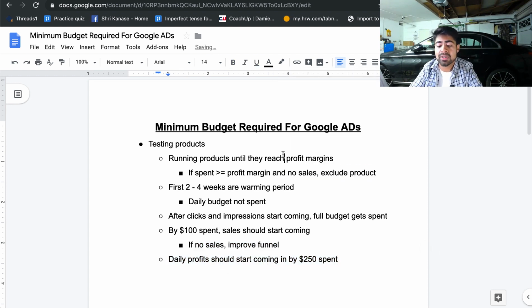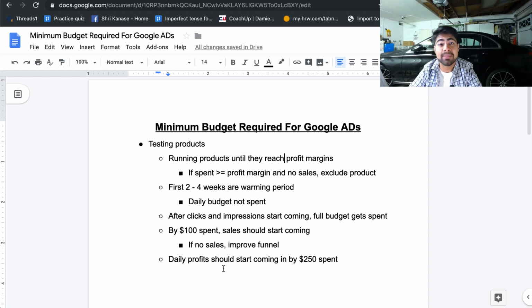Again, as I mentioned earlier, if no sales by this amount spent, focus on improving your funnel. But you should really start to see those profits come in by $250 spent. And to answer the main question, which was what is the minimum budget required for Google Ads, I recommend that you have a minimum budget of $250 to $500.